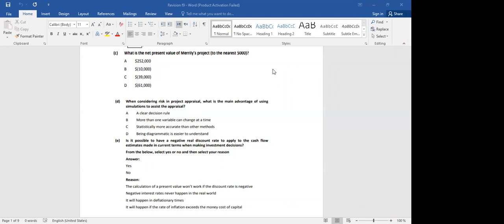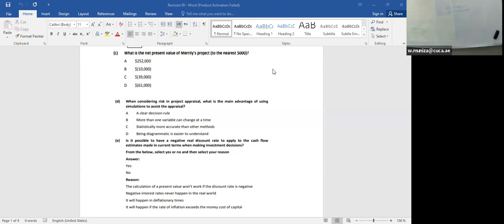Okay, then question E. Is it possible to have the negative real discount rate applied to the cash flows estimates made in the current terms when making investment decisions? Is it possible, Angelica, to have the negative discount rate? The initial thing which comes to our mind is that it can never be the negative one. But reality is that it can be negative. It will be negative when the inflation rates in the country exceed the money cost of capital. Okay, so in that case, it will be negative. So your answer is yes.